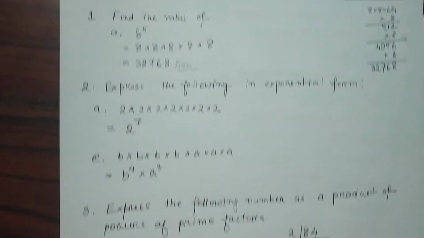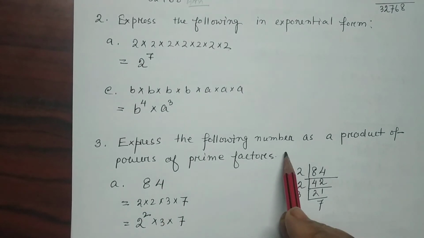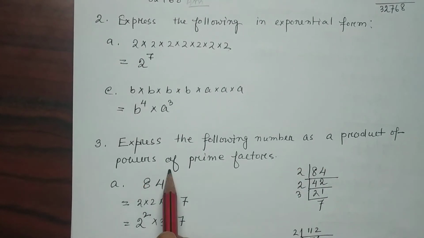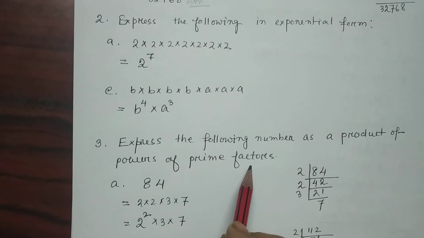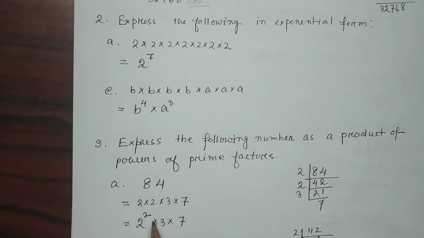Next, question number 3. Express the following number as a product of power of prime factor. All of you know prime factor. What do you mean by prime factor? The factor which has only 2 factors, 1 and itself. We have to express this one, 84, as a product of prime factors.